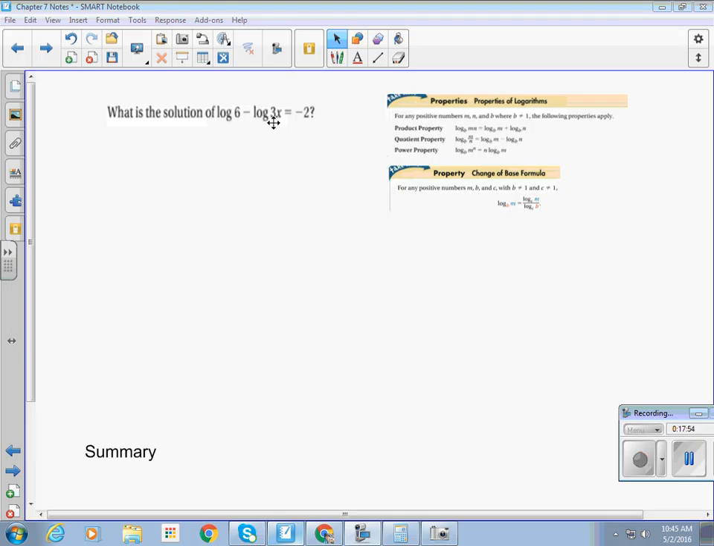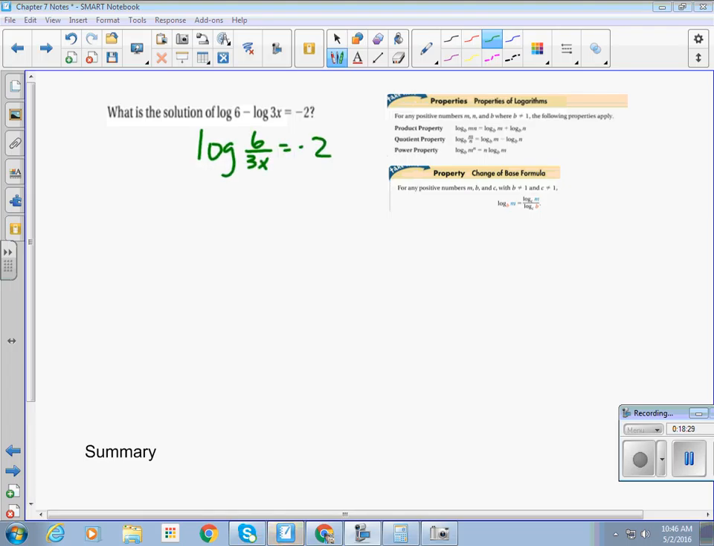So we got log of 6 minus log of 3x equals negative 2. We're going to use this property right here, the quotient property. It says if I have the same base, what's the base of this log? It's the same for both. So our quotient property says if I have two logs that are subtracted, I can write them as a single log with division. So I'm going to go ahead and write log of 6 over 3x equals negative 2.